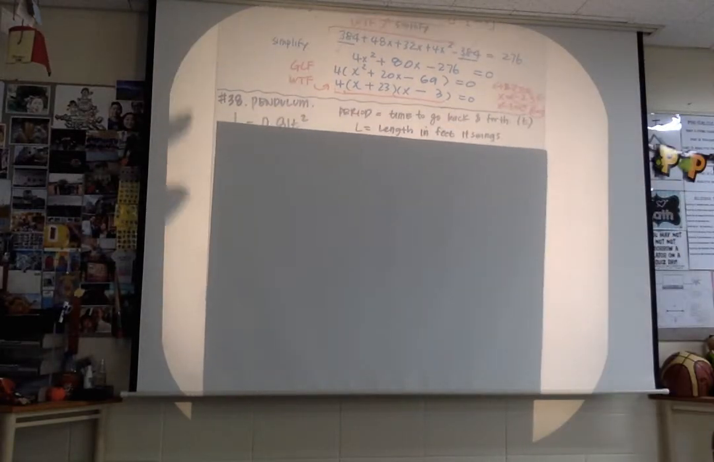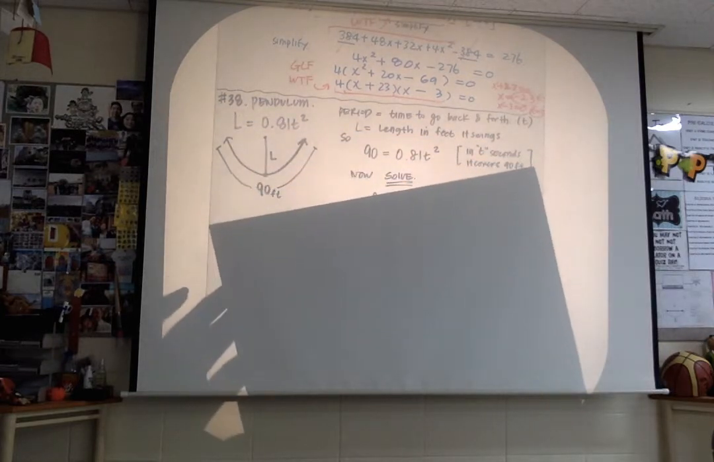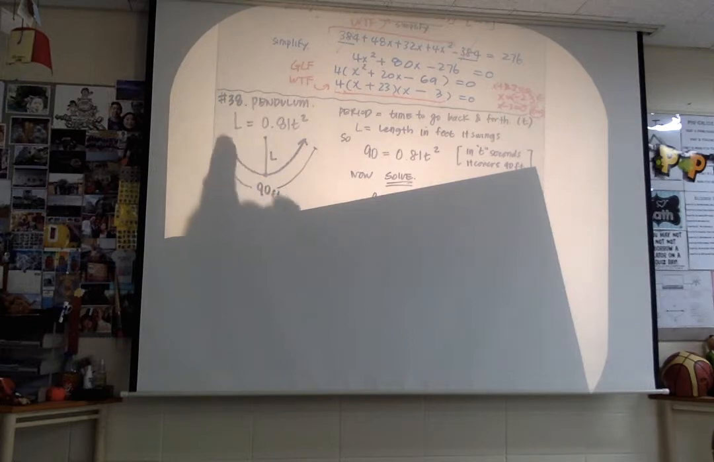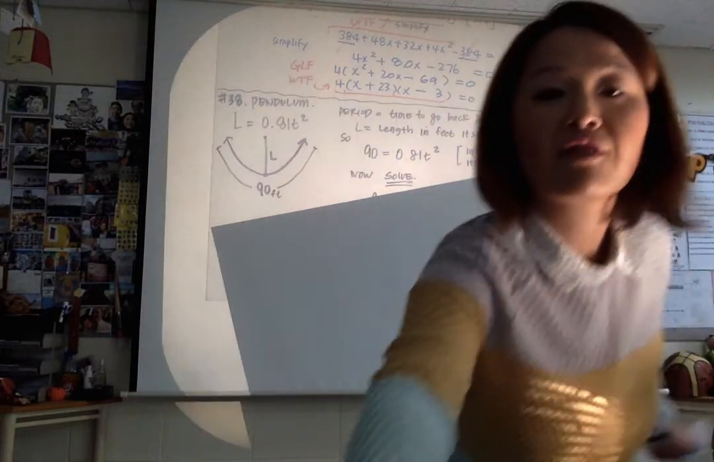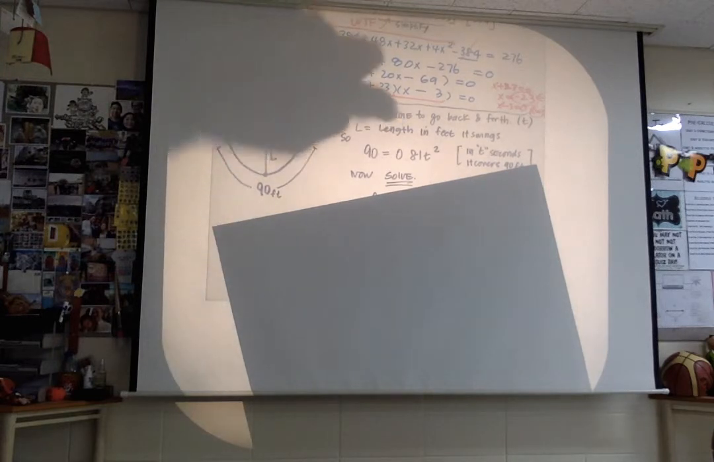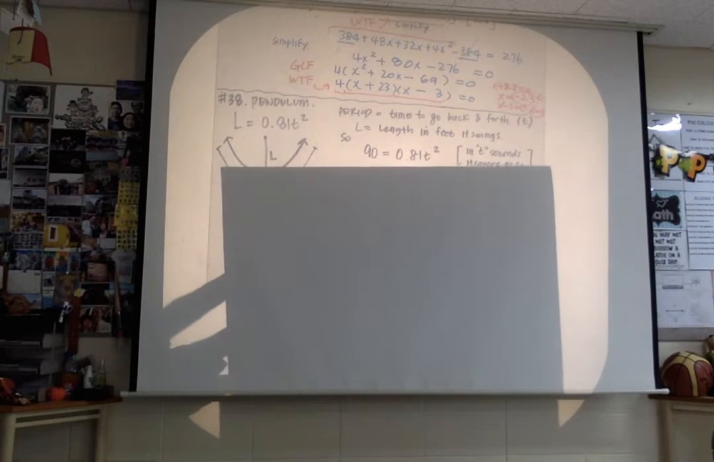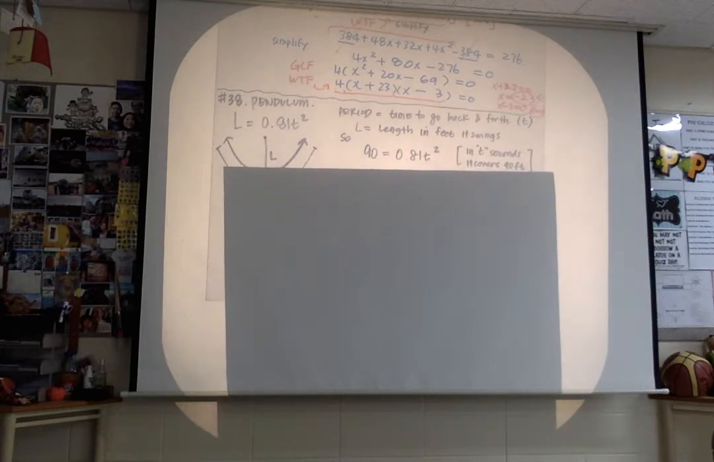So you guys, this is how I expressed it. Make sure you understand L is the length in feet that it swings, and T is the time in seconds, okay? They tell you it's 90 when it goes back and forth. So now let's solve it. So you guys know what they gave us. All we need to do is solve for T.